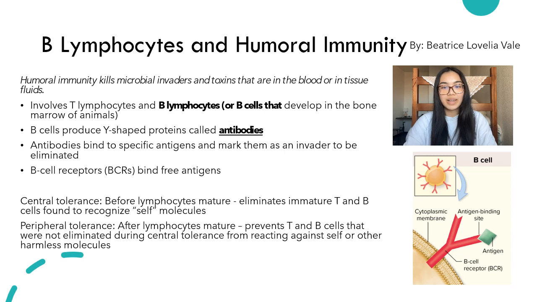Humoral immunity kills microbial invaders and toxins that are in the blood or in tissue fluids. It involves T lymphocytes and B lymphocytes, or B cells, that develop in the bone marrow of animals. The B cells produce Y-shaped proteins called antibodies. Antibodies bind to specific antigens and mark them as an invader to be eliminated. B cell receptors specifically bind free antigens.